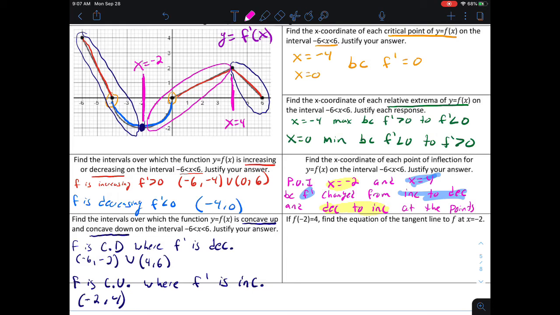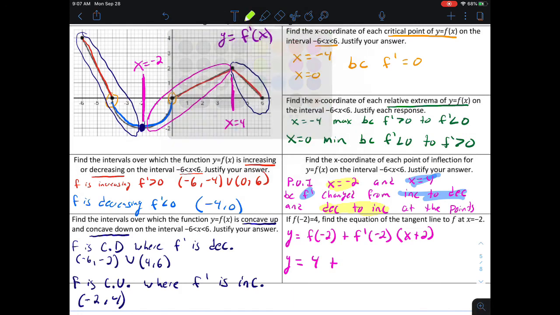And lastly, we have here, if f of -2 is equal to 4, find the equation of the tangent line at x is equal to -2. Well, my tangent line would be y equals, we're looking at the point of tangency, so it would be f of -2 plus the value of the derivative at -2 times x minus -2, or in this case, x plus 2. Well, we're given that f of -2 is 4.